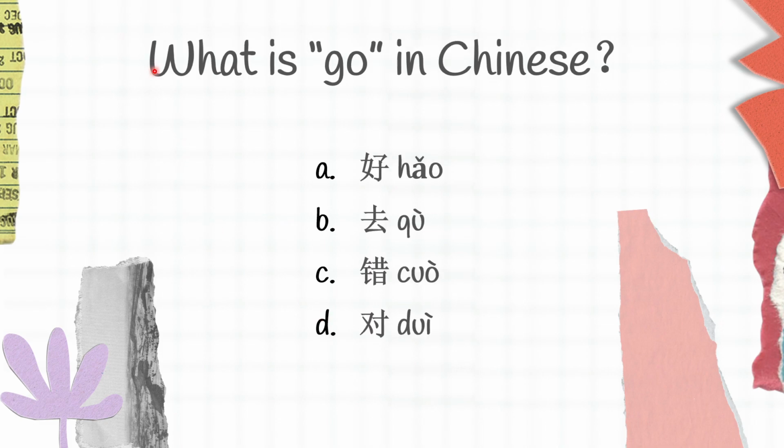Moving on to the next question, what is go in Chinese? So we have A, 好, B, 去, C, 错, and D, 对. So which one of them is the right answer here? So Hao is good, Qu is go, Cuo is wrong, and Dui is right. So the correct answer for this question is B, Qu.